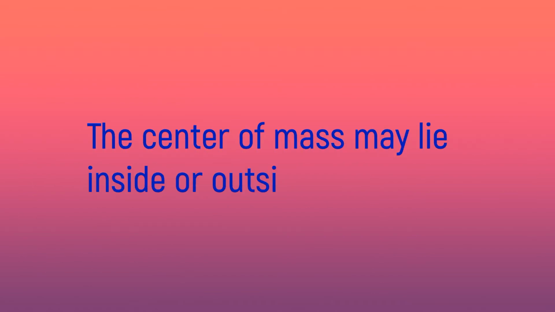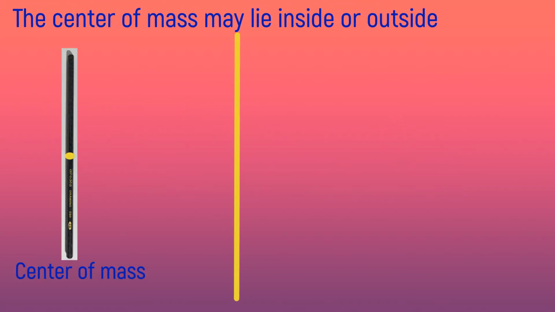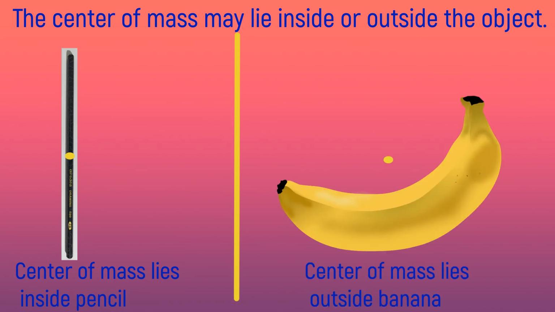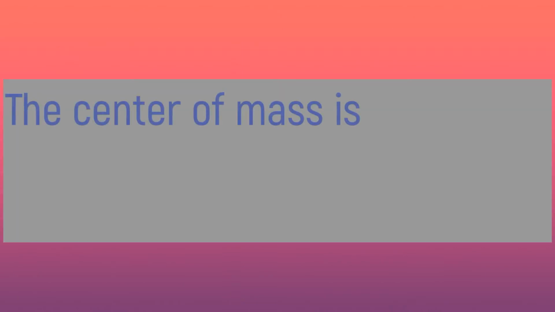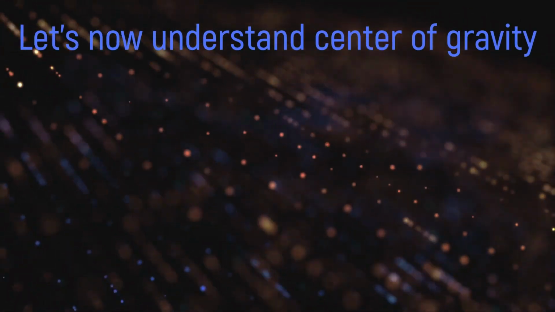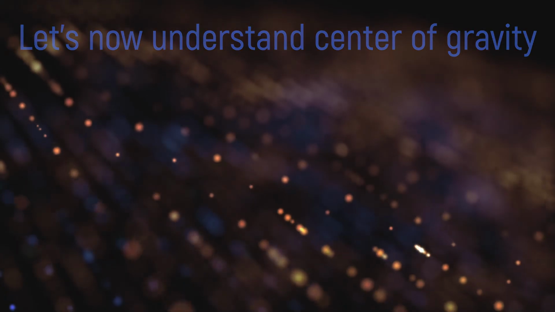An interesting thing is that the center of mass may lie inside or outside the object. For example, a pencil has its center of mass inside it, while a banana has its center of mass outside of the object. It is located outside sometimes if the object is hollow or open-shaped. By now, I hope you understood center of mass. Now, let's dive into center of gravity.